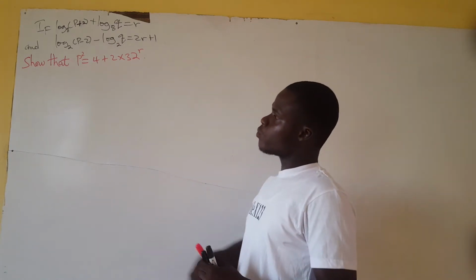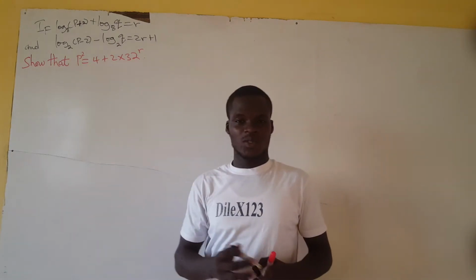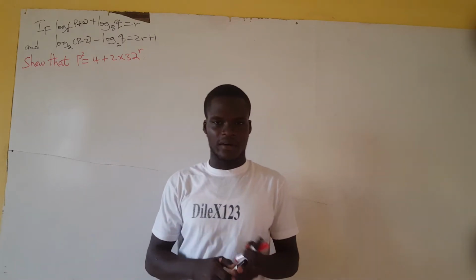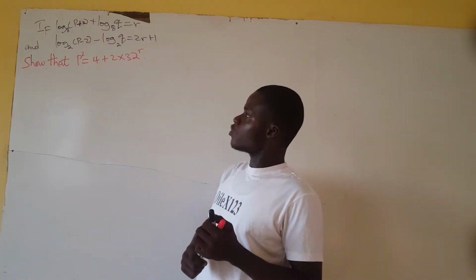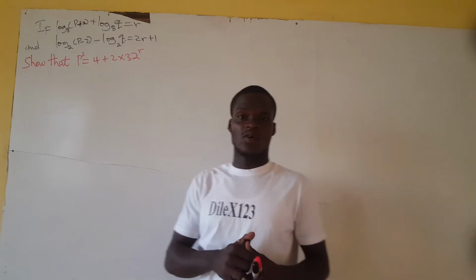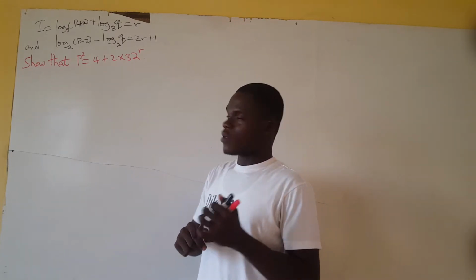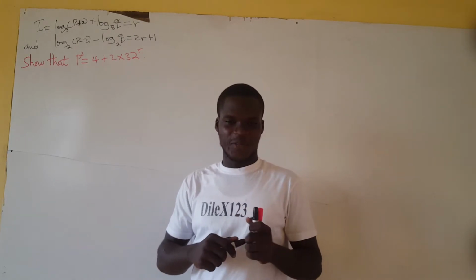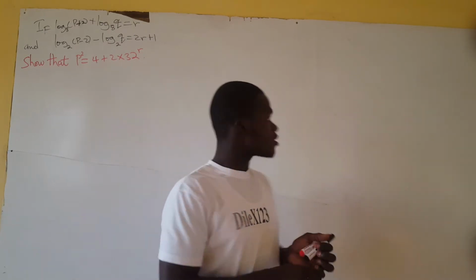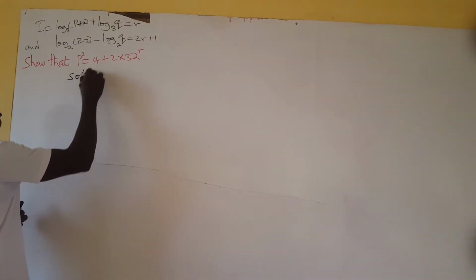We have to prove that p squared equals 4 plus 2 times 32 exponent r, if log (p plus 2) base 8 plus log q base 8 equals r, and log (p minus 2) base 2 minus log q base 2 equals 2r plus 1. How do we go about that? So let's start from here. These are solutions.